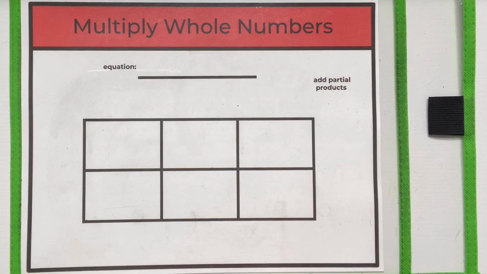Let's get started. Today we're going to practice multiplying whole numbers with three-digit factors multiplied by a two-digit factor. This is usually a fifth grade skill, and this is an extended practice. The mini lesson is also on the channel.